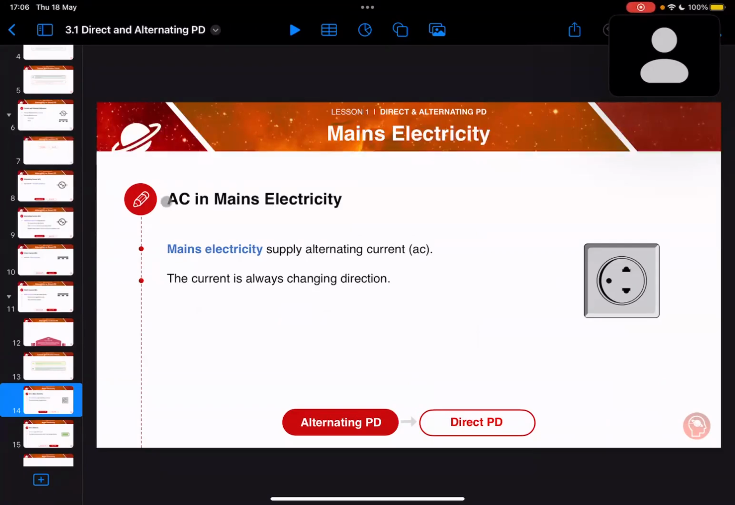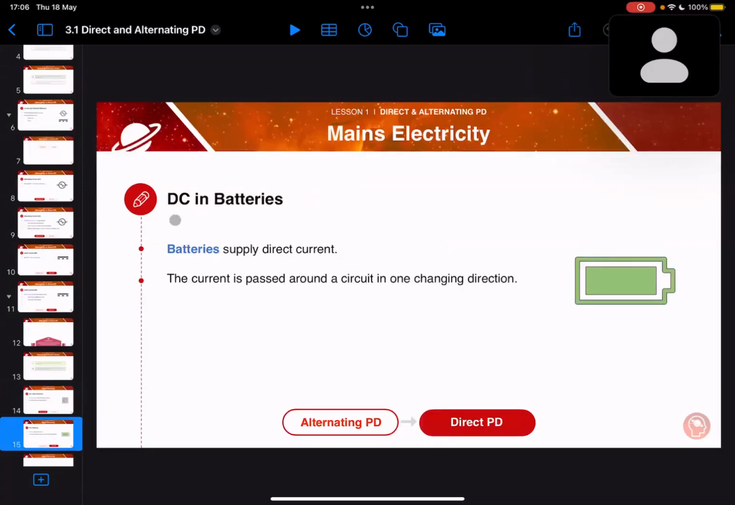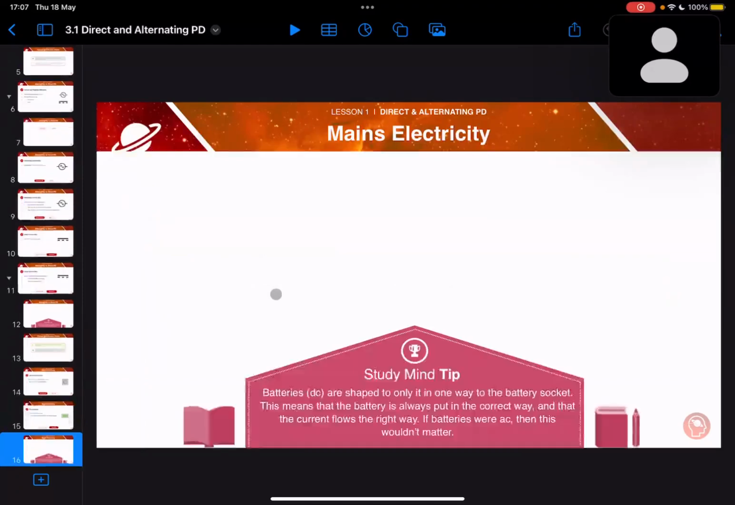So we'll talk about AC, or alternating current in mains electricity. The mains electricity, or what electricity is supplied into our homes, houses, businesses, whatever else, they essentially supply alternating current, which we represent as AC. And of course, we now know that alternating current is always changing direction. DC is usually present in batteries. So the batteries or cells or your AAs or AAAs that you put in your TV remote and things like that, they supply direct current. So again, direct current just means that it's passed around the circuit in one direction only, and it doesn't change direction, or it doesn't reverse direction.